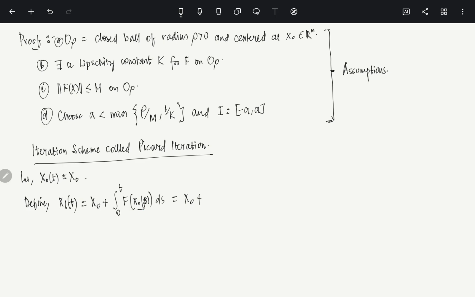Okay, so if you write it, it is nothing but x naught plus, what is x naught of s? It is x naught, right? So it is f of x naught, so t times f of x naught. f of x naught is essentially a constant vector, so I can take it out. So the integral from 0 to t of ds is t. Now, since t is less than a, you know how we are getting this, right? And the norm of f of x naught is less than or equal to m. Clear? Okay.